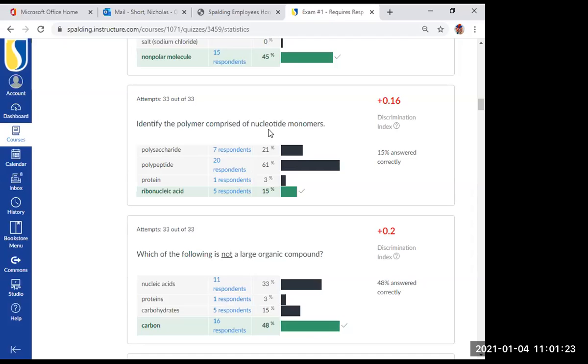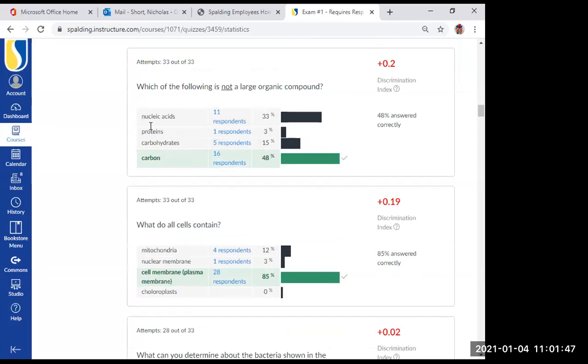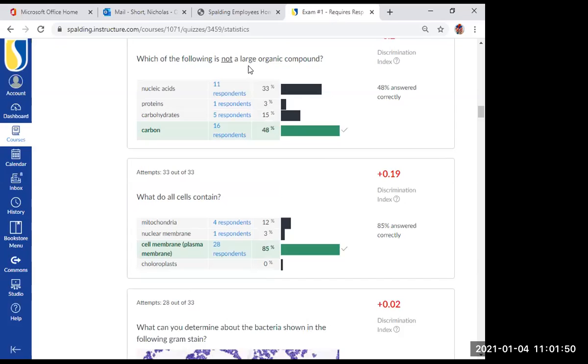All right, identify the polymer comprised of nucleotide monomers. This is going to be RNA. DNA is also a correct answer here. The monomers that make up a protein are going to be amino acids. Same with a polypeptide, and with a polysaccharide, it would be some sort of a monosaccharide for the monomer. Carbon is not, pardon me, a large organic compound, but large organic compounds will contain carbon. Carbon is an element found on the periodic table.